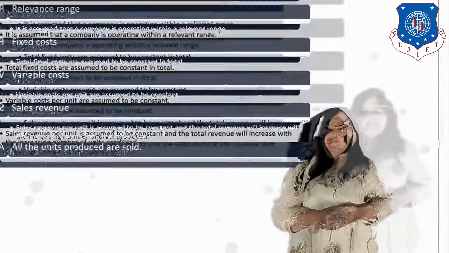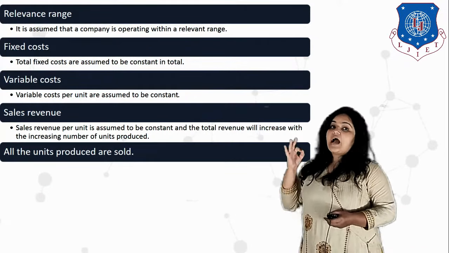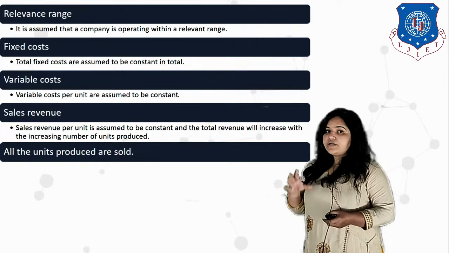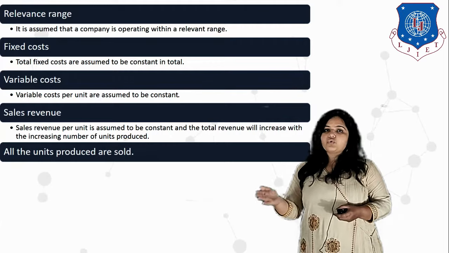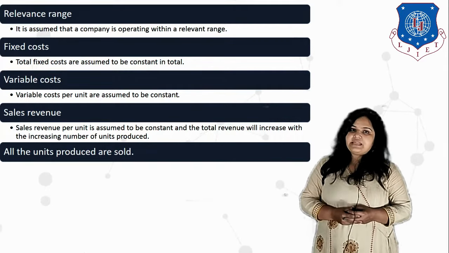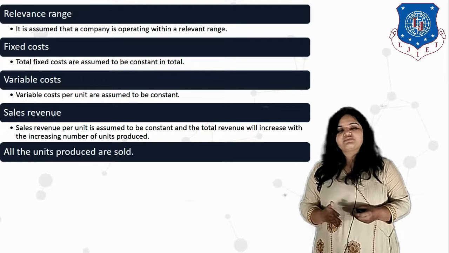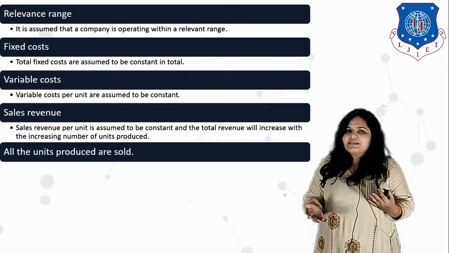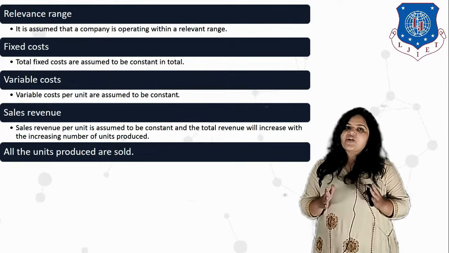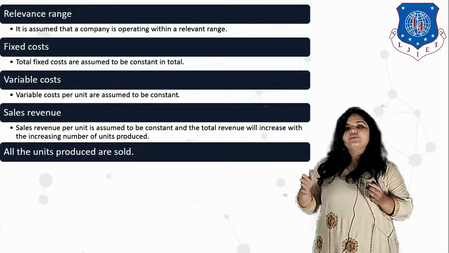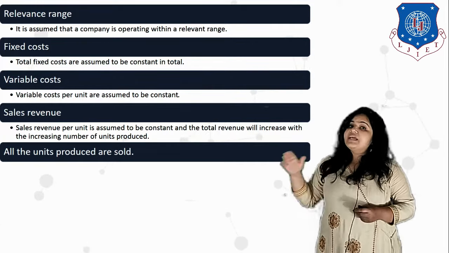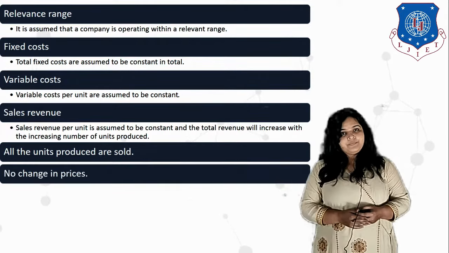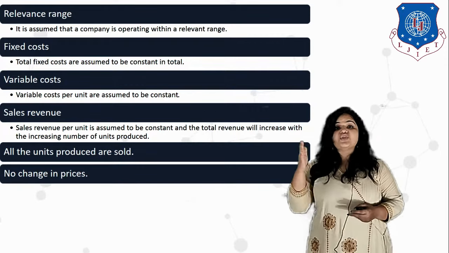Our next assumption says that all the units produced are sold. We are assuming here that everything, whatever we produce, is sold. This is the only way to find break-even analysis. And students, mind you, this is an assumption. Obviously, there can be a scenario where everything you produce may or may not get sold. This is the best case or idealistic condition in which we try to calculate the break-even point, where we will be assuming that everything, whatever we produce, gets sold. Our next assumption says that there are no changes in prices.